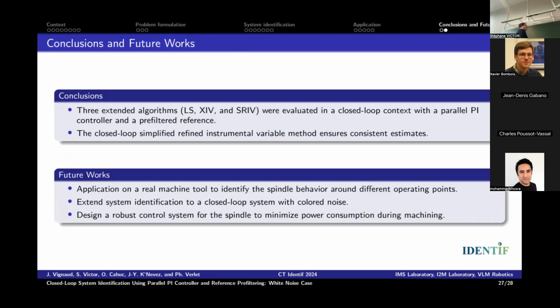And for the future work, I will apply the simplified refined instrumental variable on the real machine tool to identify the spindle system around different operating points. And I will extend to the system identification with a colored noise case. Just after, with this system identification, I will design a robust control to minimize the power consumption during the machining.